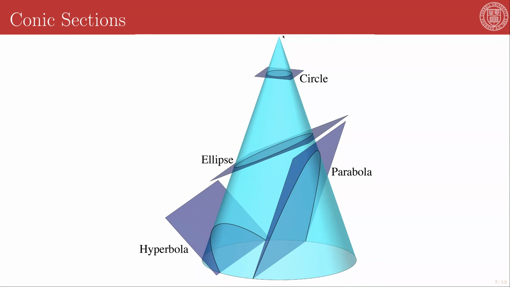And if you extend the mirror image of this cone upwards, this plane will eventually intersect the upwards cone and will produce a mirror image of this hyperbola on the other side. So hyperbolae always come in pairs.